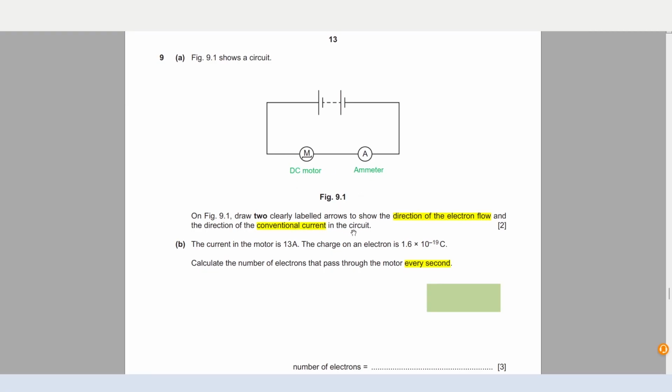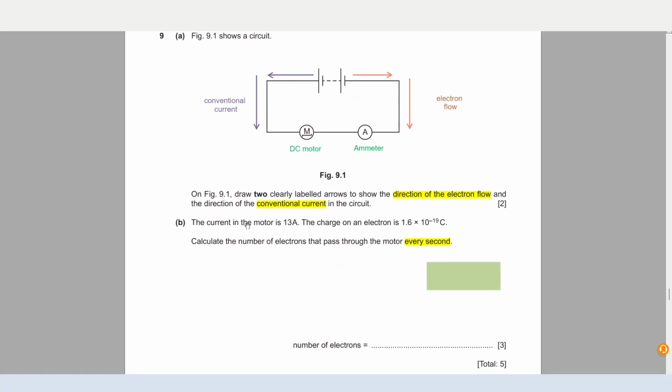As we know, the flow of electron is from negative to positive. So we can draw the flow of electron, which is going to be from negative to positive side. And the conventional current is always opposite of the electron flow. So the conventional current direction will be this.